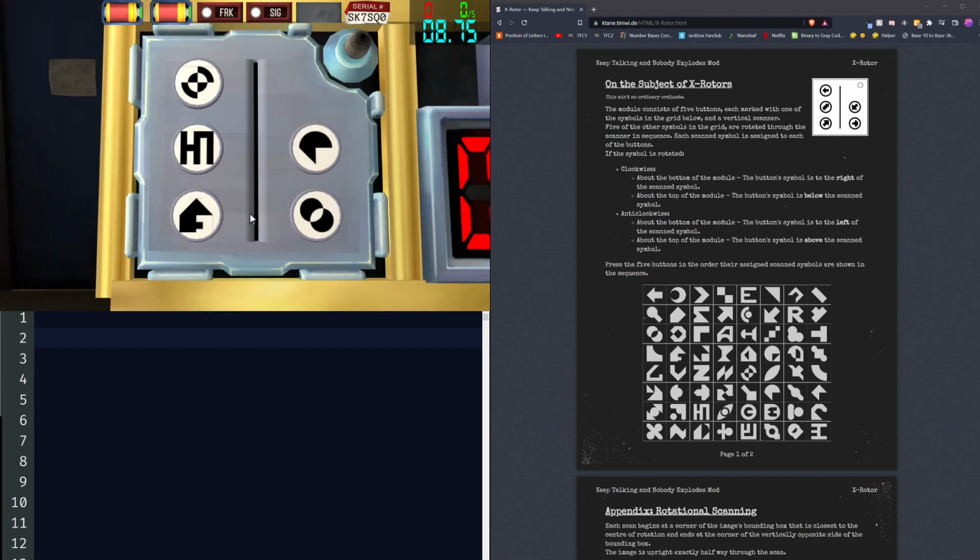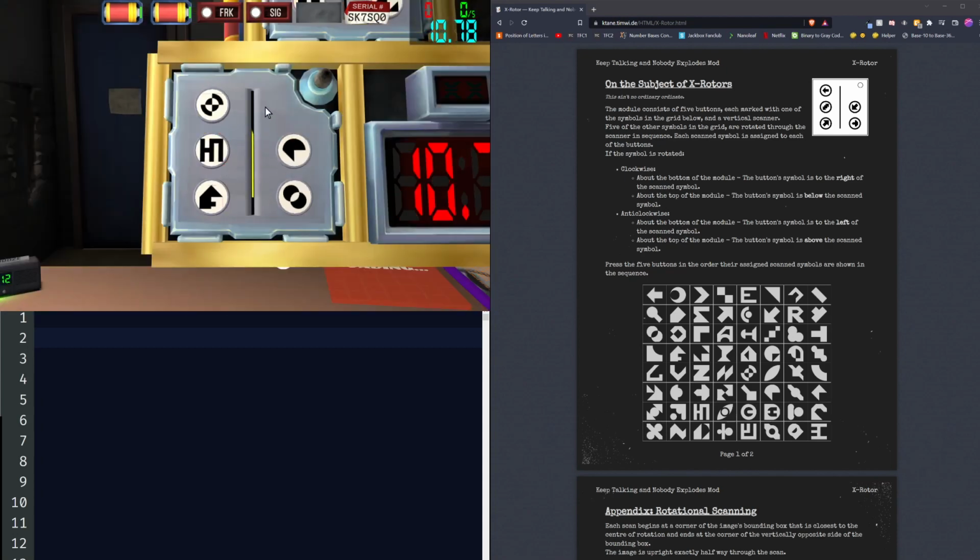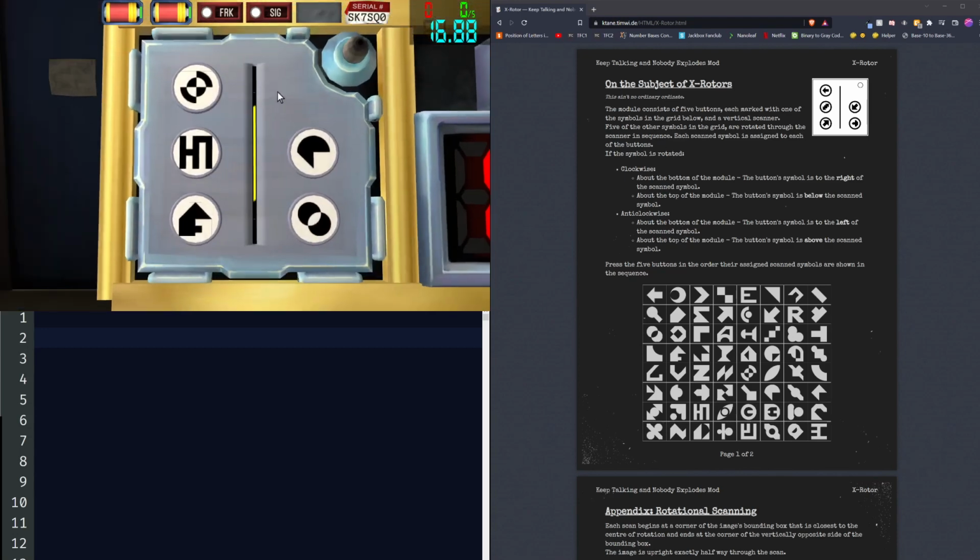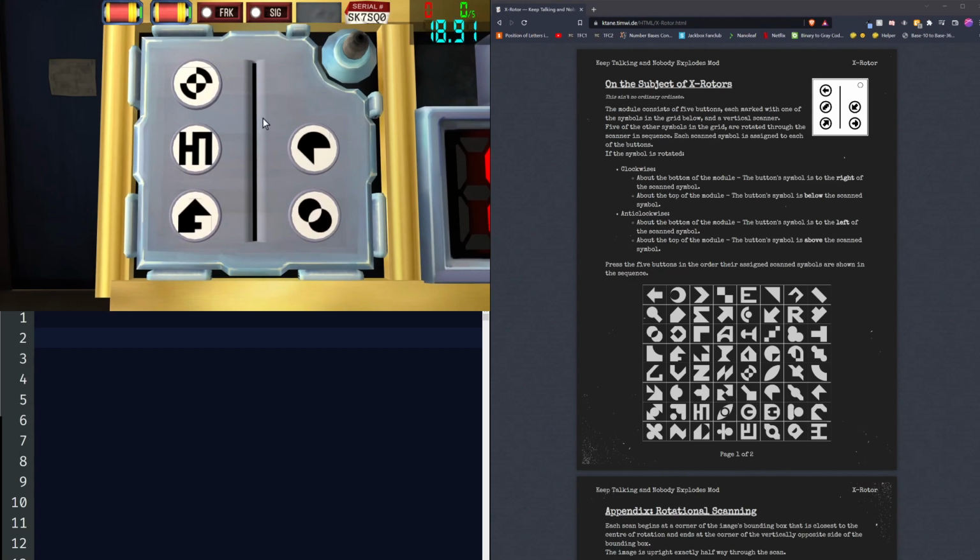Alright, X-Rotor is like the X-ray module, X-ring module. It's closer to X-ring than any other X module. There will be 5 symbols that are shown here in the scanner line. There will be 5 buttons, each showing another symbol. And these symbols that are on the buttons cannot appear on the module, and that's just how the submission works.